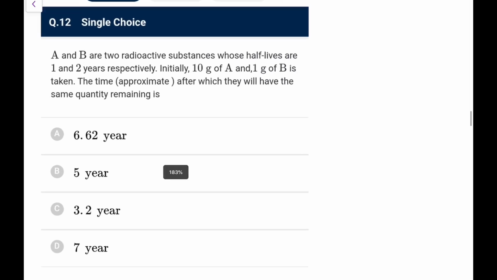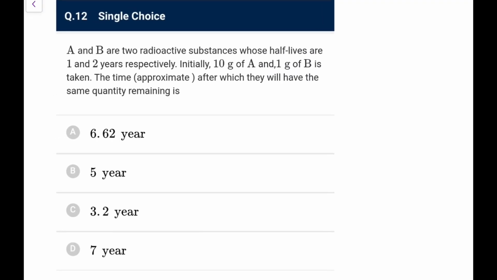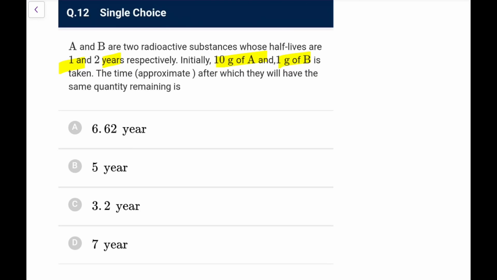Next one, A and B are two radioactive substances whose half-lives are 1 and 2 years respectively. 10 gram of A, 1 gram of B is taken, find the time after which they will have the same quantity. So after any time t, the quantity of A would be 10 upon 2 to the power t by 1, because that is how we write, and B would be 1 upon 2 to the power t by 2.